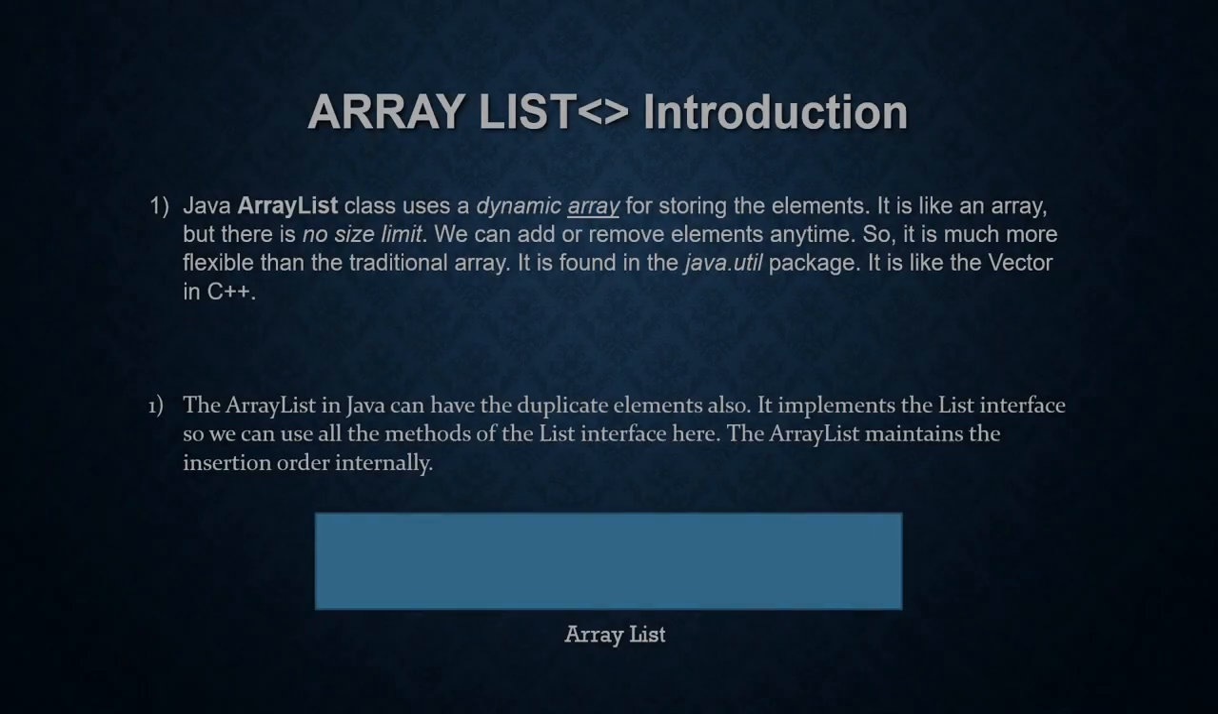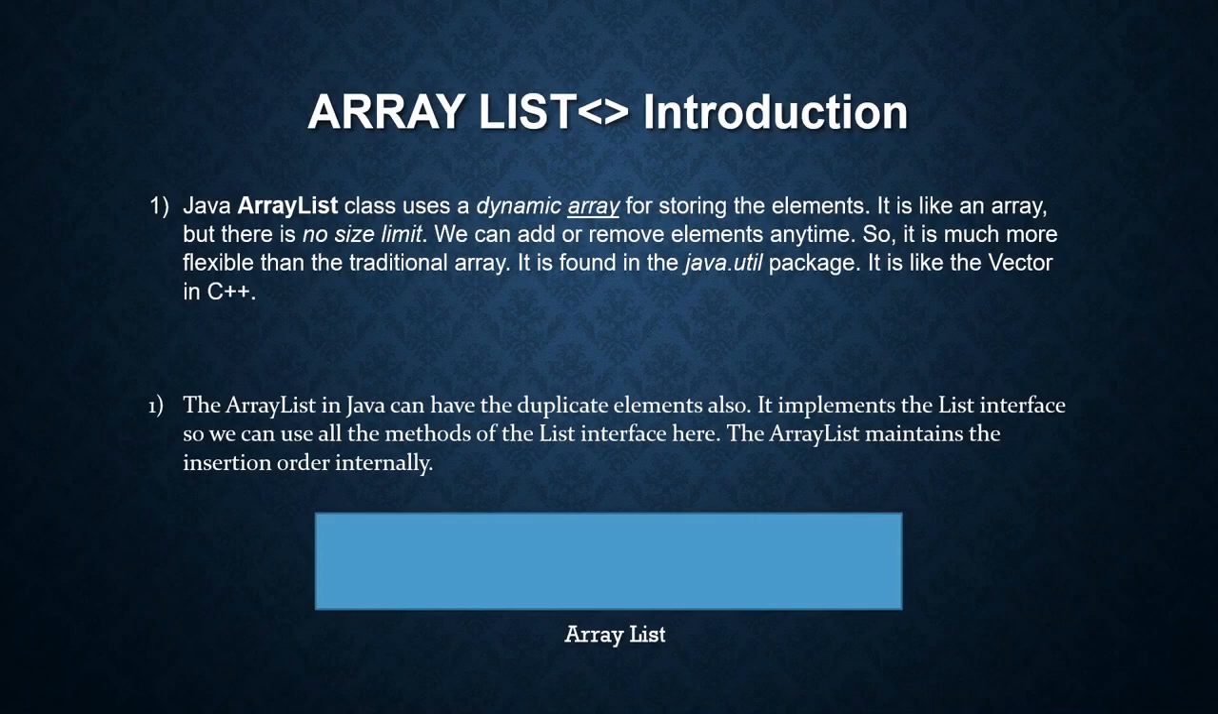And here, what is ArrayList and its introduction. First, in Java, ArrayList is a class that uses a dynamic array for storing the elements. It's like an array, but there is no size limit. We can add or remove elements at any time, so it is much more flexible than the traditional array. It is found in the Java util package. It's like a vector in C++.